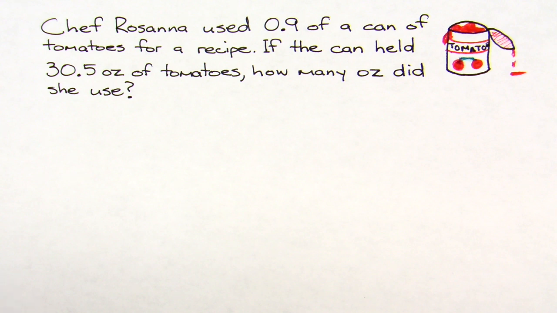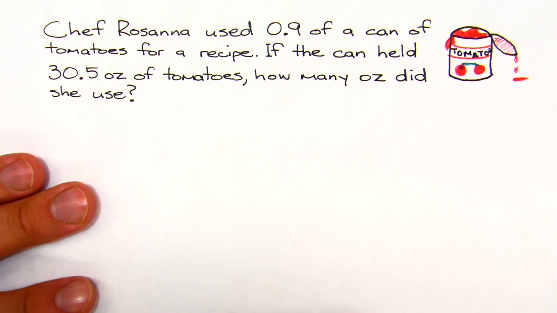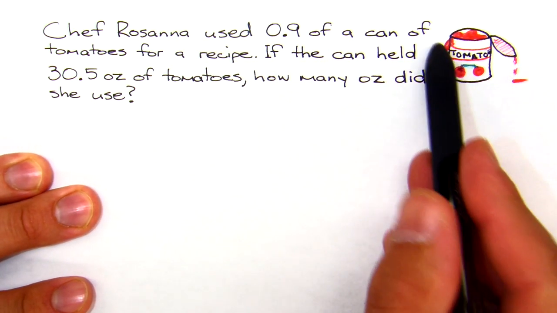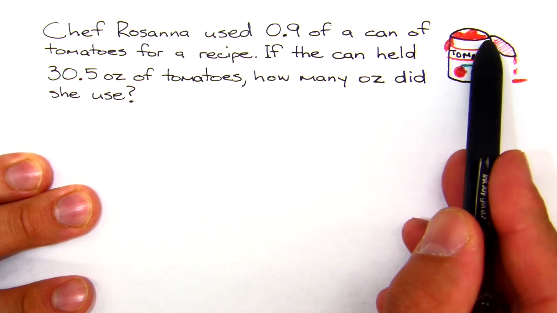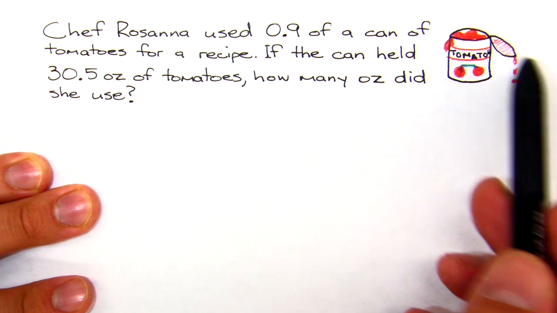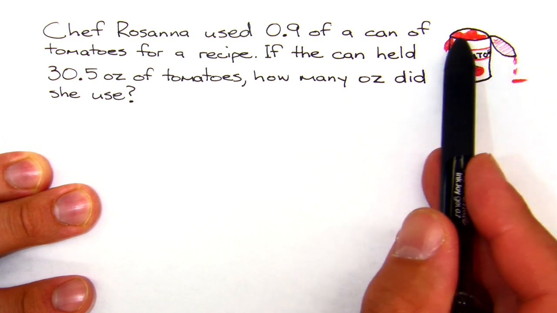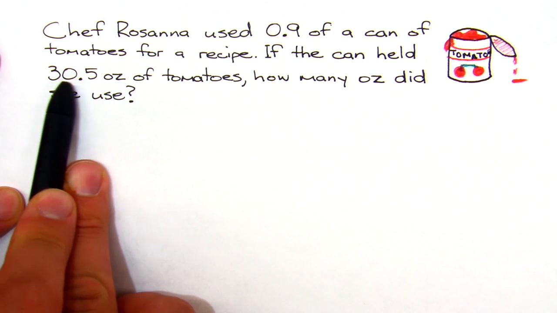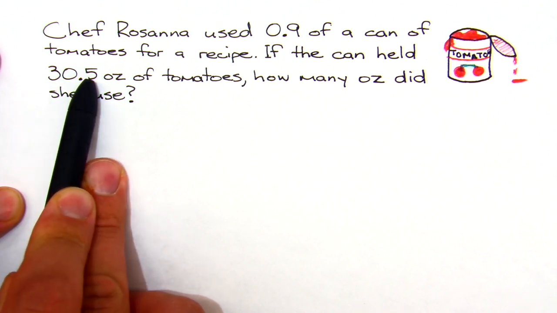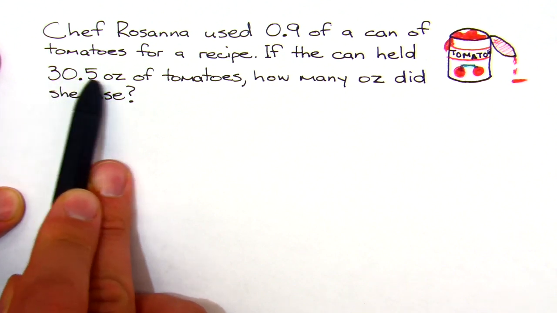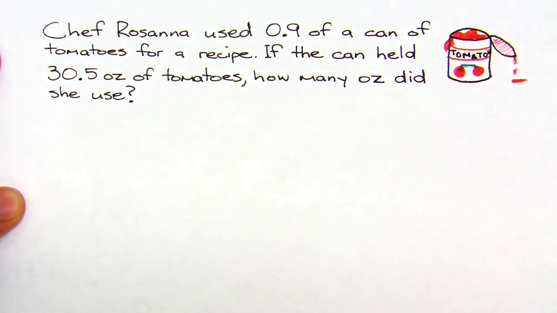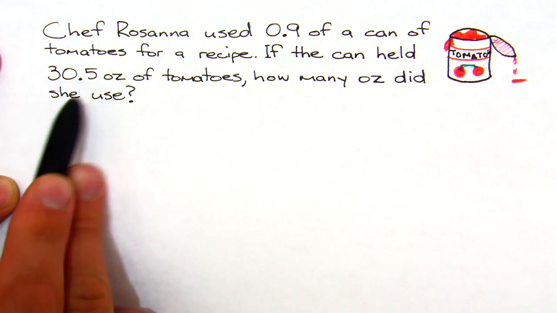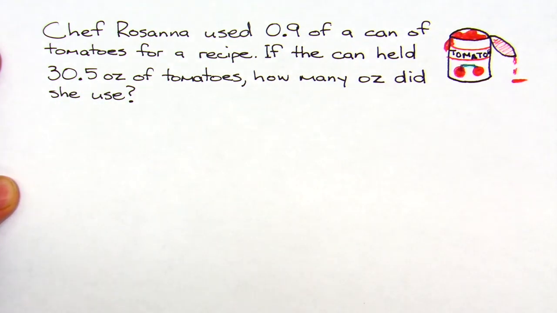So picture this situation. Picture this can of tomatoes. If she used 9/10 of the can, that means she used almost the whole can, because 9/10 is almost one whole. And if the entire can had 30 and 5/10 ounces, or 30.5 ounces, how many ounces did she use? Because she didn't use all 30.5. She used most of them, but not all of them, right?